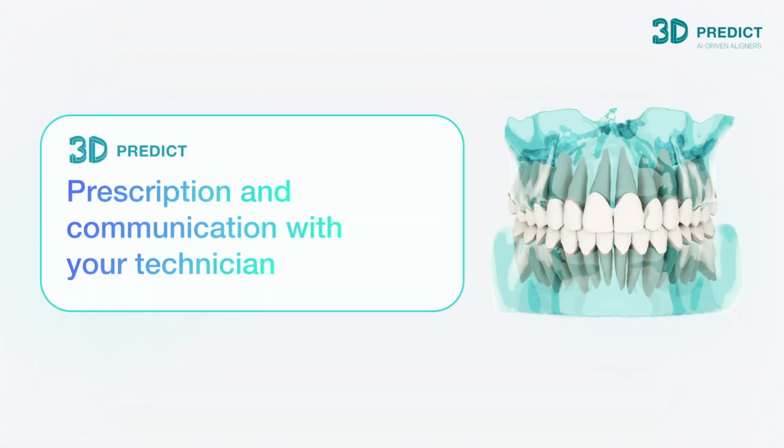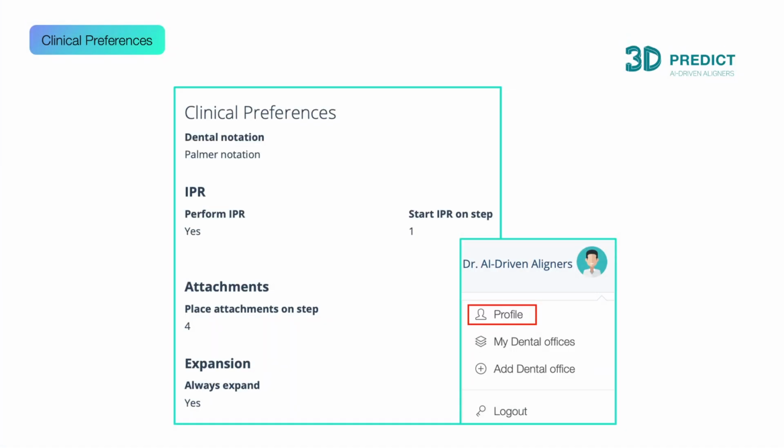The third key to a successful treatment plan is accurately completing your clinical preferences and prescription. If you go to your profile on the portal, you will find the clinical preferences section. Here you can set up directions for all of your cases. For example, this doctor would like to place attachments starting at step 4 for all of his cases. As you can see, completing this section can save you time in the long run.